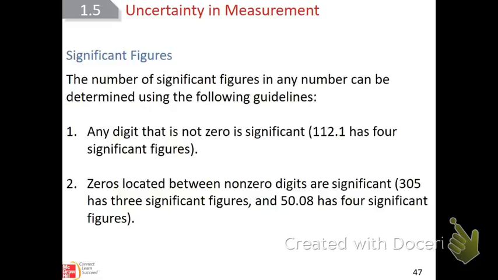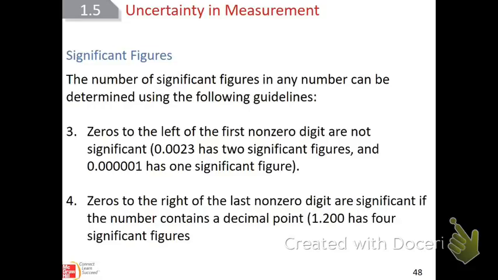So that's what rules number 3 and 4 are telling you. Rule number 3 is talking about zeros that are at the beginning of a number. Rule number 4 is talking about zeros that are at the end of a number that contains a decimal. And then rule number 5 is talking about zeros that do not have a decimal in them. If they do not contain a decimal, then they are not significant.